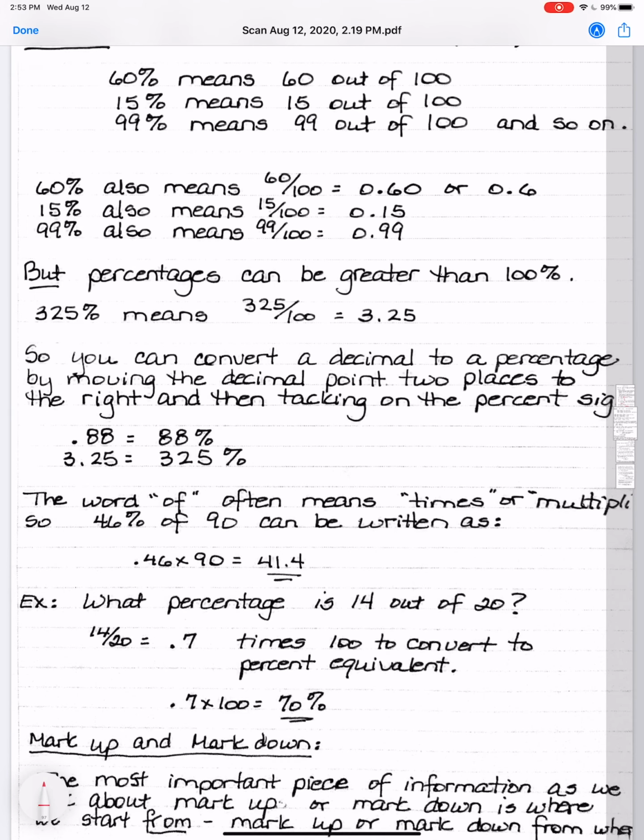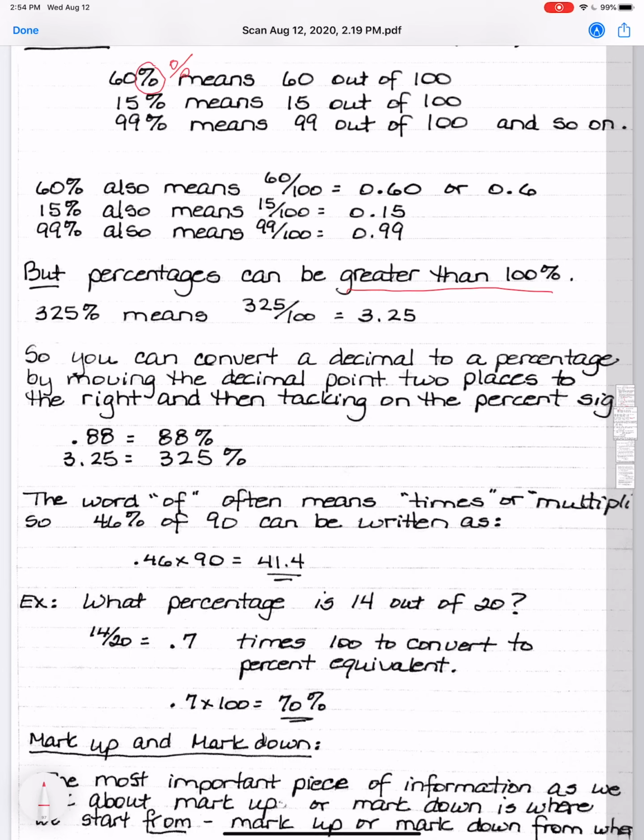We're also going to be talking about percents this semester, and I want you to realize that the percent sign itself is a 1 and 2 zeros. So it literally just means out of 100. 60% means 60 out of 100. 15% means 15 out of 100, and so on. But it can also be greater than 100. Percentages can be greater than 100.